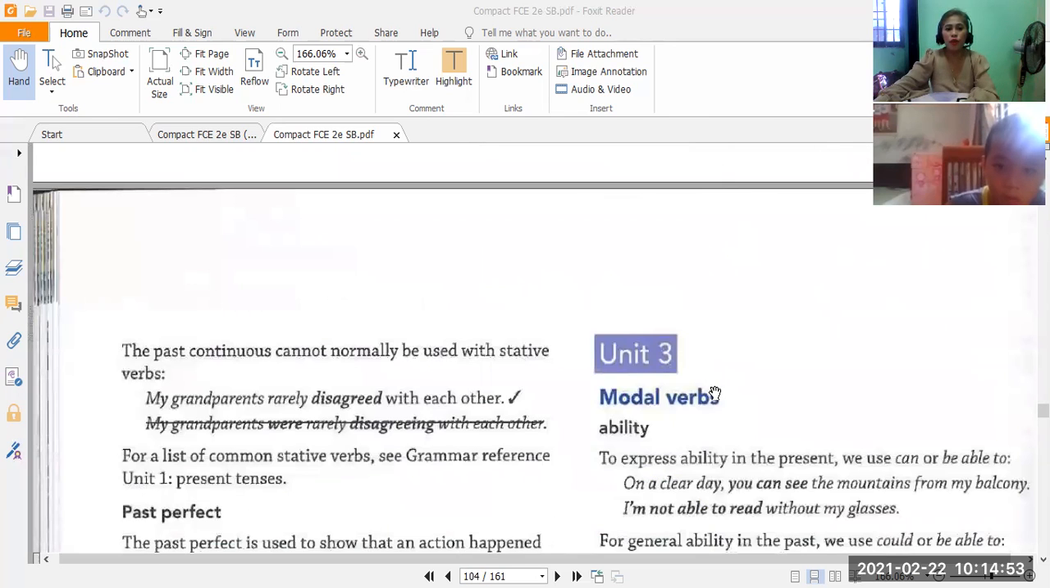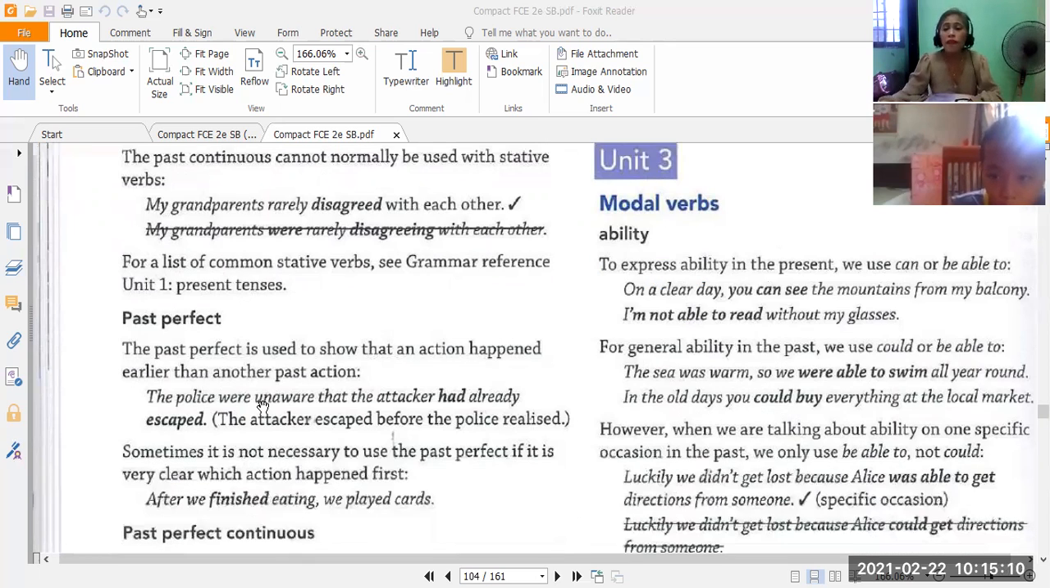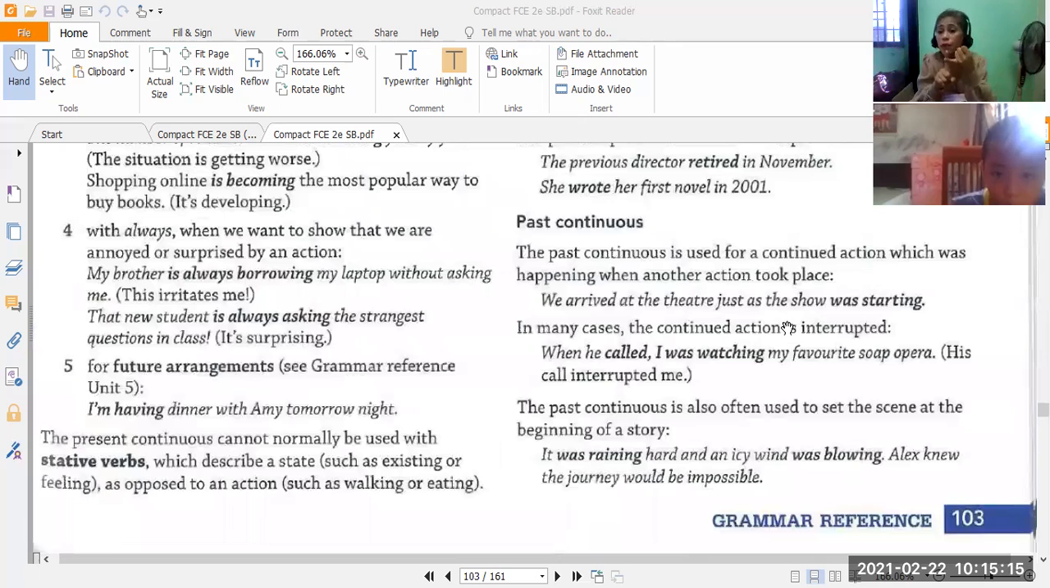Next, the past continuous cannot normally be used with stative verbs. We will not use this one. Now you know already past continuous. There is was or were before the verb with ing, like starting, watching, reading. That makes it past continuous tense.